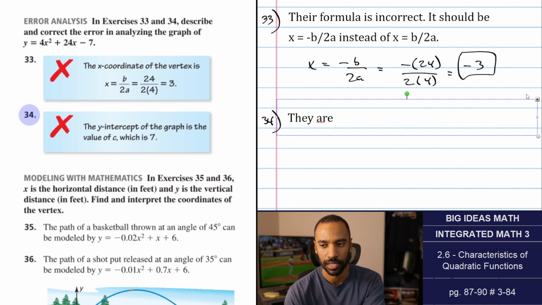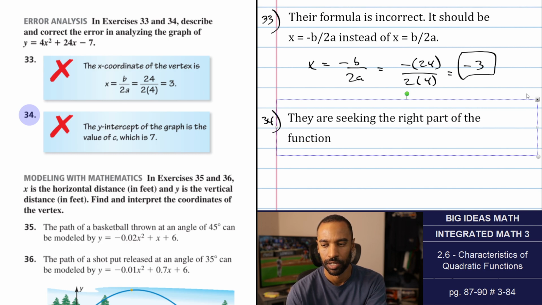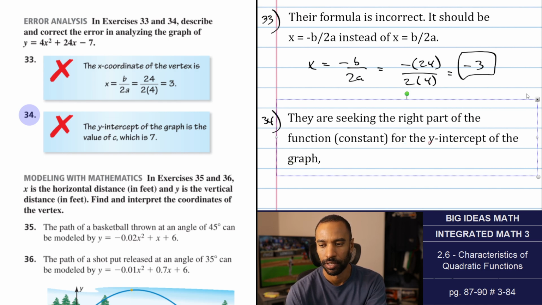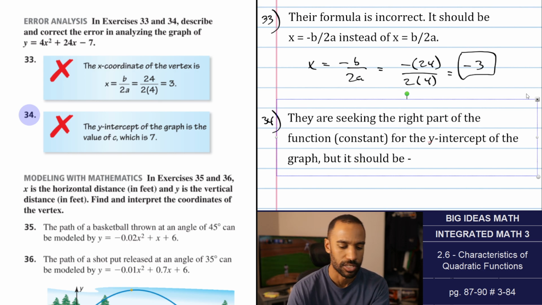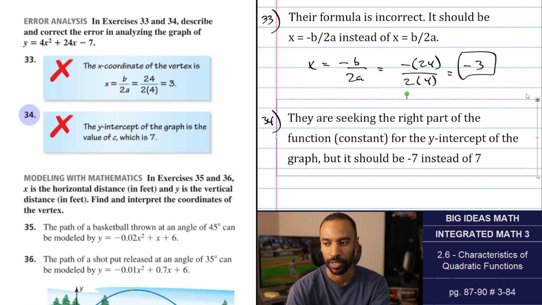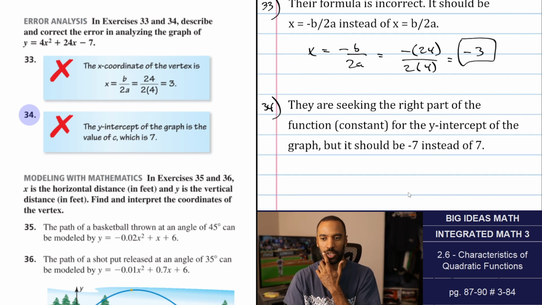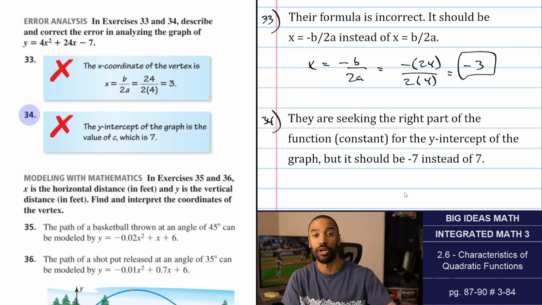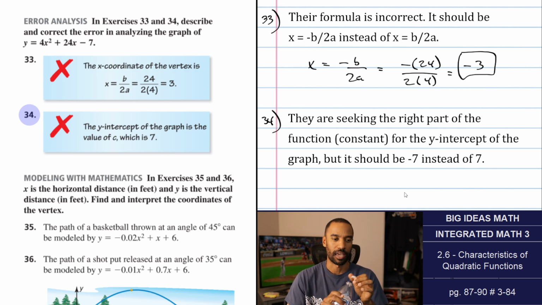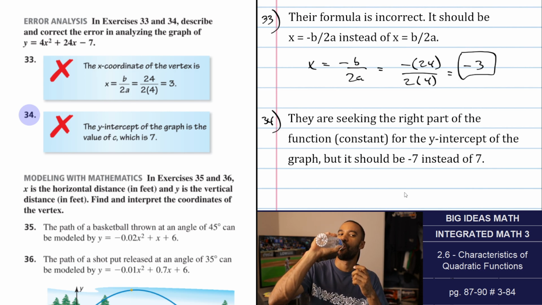They are seeking the right part of the function, the constant for the y-intercept of the graph. But it should be negative 7 instead of 7. I mean, simply, it says minus 7 there. A lot of people don't really mess that up. I expected them to do something else with their mistakes, but not that.